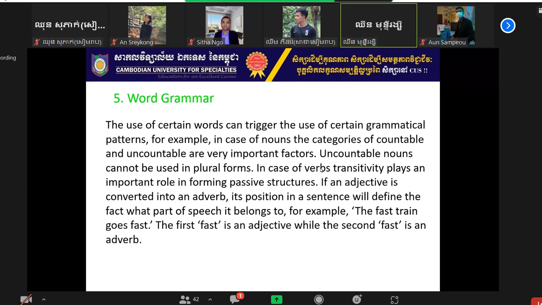In the case of verbs, transitivity plays an important role in forming passive structures. If an adjective is converted into an adverb, its position in a sentence will define what part of speech it belongs to. For example, the first train goes fast. The first fast is an adjective, while the second fast is an adverb.